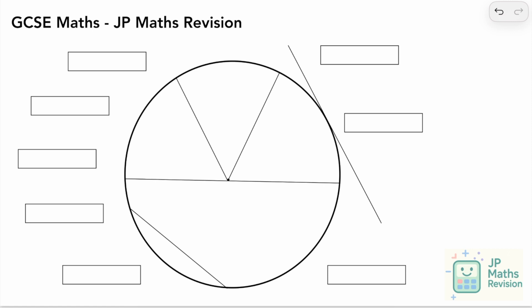So here's a circle. The first thing we need to be able to label is the centre of the circle. So the centre is the exact middle point of the circle. So all distances are measured from this point. So this thing here we call the centre of the circle.